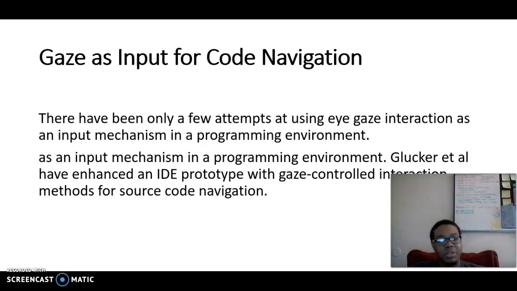Gaze as input for code navigation. There have been only a few attempts at using eye gaze interaction as an input mechanism in a programming environment. Glucker et al. have enhanced an IDE prototype with gaze control interaction methods for source code navigation.